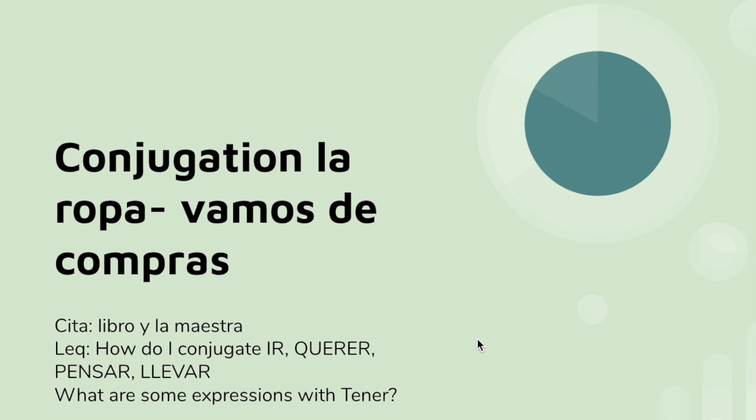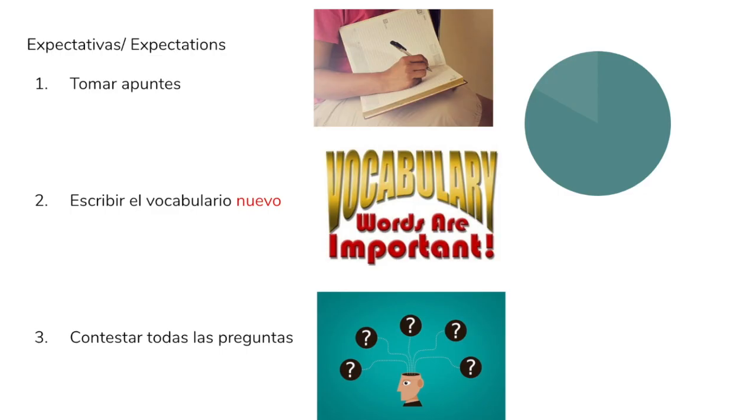Today you are going to learn some conjugation in the unit La Ropa, Clothes y vamos de compras. Let's go shopping. So, la cita es el libro y la maestra. You have two LQs. How do I conjugate ir, querer, pensar, llevar? And what are some expressions with tener? Muy importante.